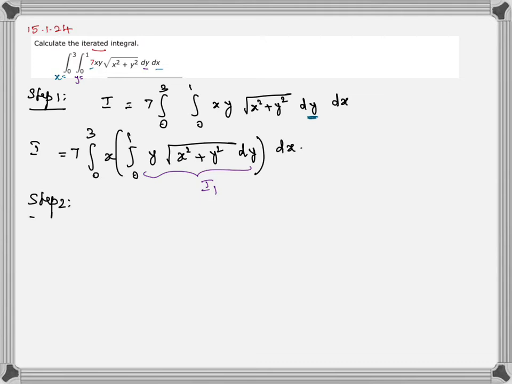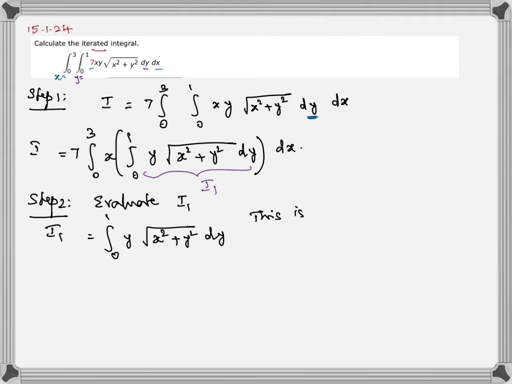So step 2 is to evaluate the inner integral I1, which is an integral with respect to y, keeping x as a constant. So the integral from 0 to 1, y times the square root of x squared plus y squared dy. We can evaluate this keeping in mind that this is an integral with respect to the variable y. So x is treated as a constant. x or any function of x or any exponent of x is treated as a constant.